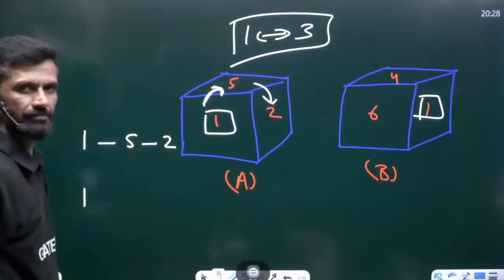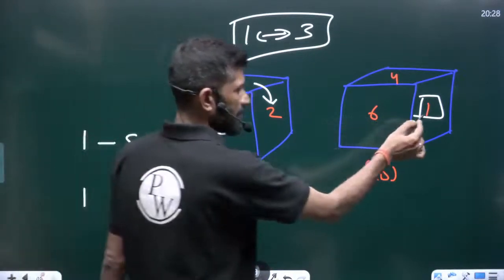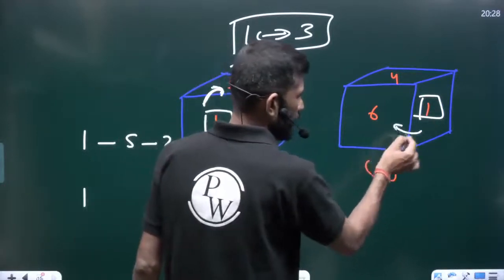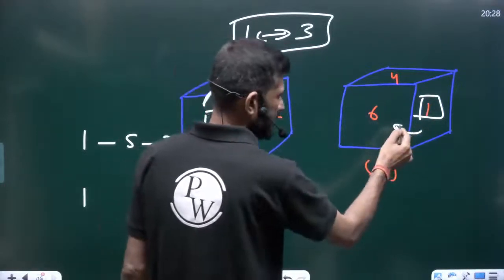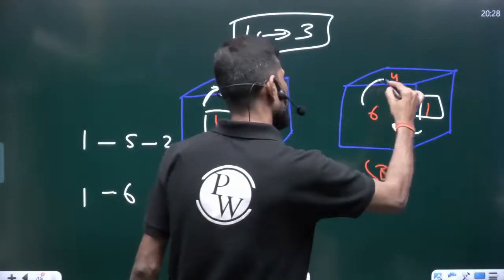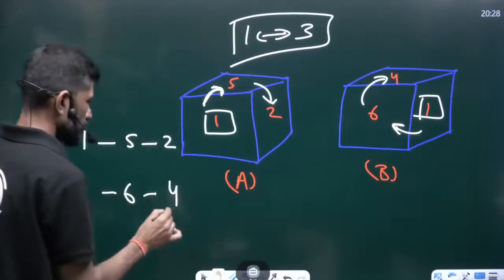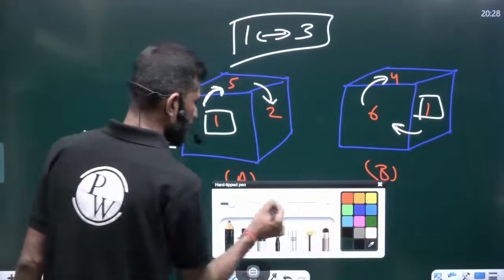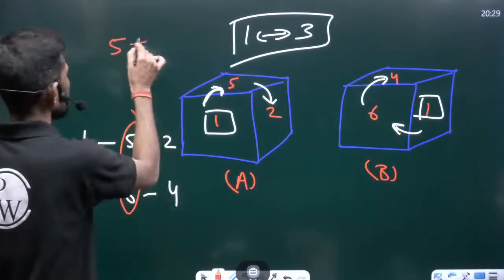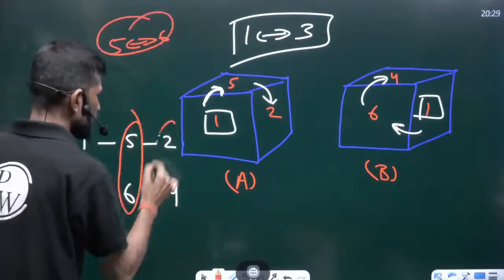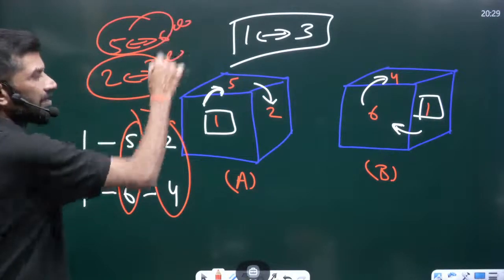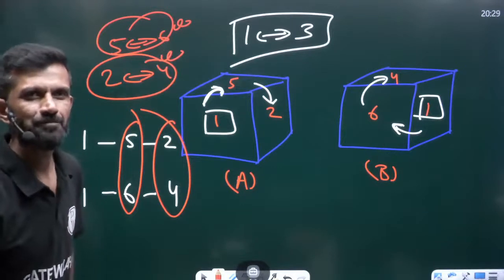Am I right? Okay. Similarly, here, wherever you have the common number 1, from 1 start clockwise. After 1 there is 6, and after 6 clockwise it is 4. So now you can derive and say, rule number 3 says 5 and 6 will be opposite of each other, and 2 and 4 will be opposite of each other. Is it clear? Rule number 3, is it clear to all?